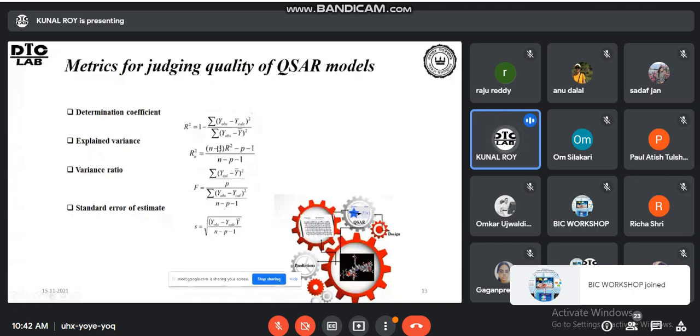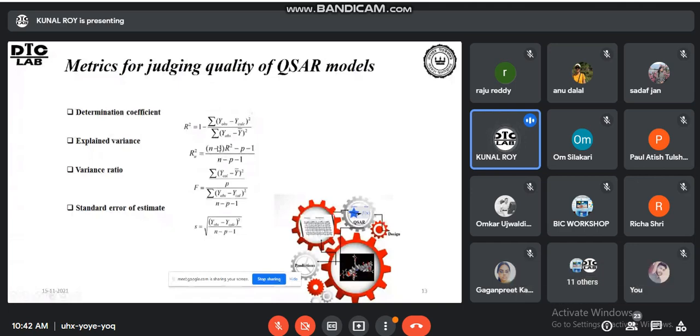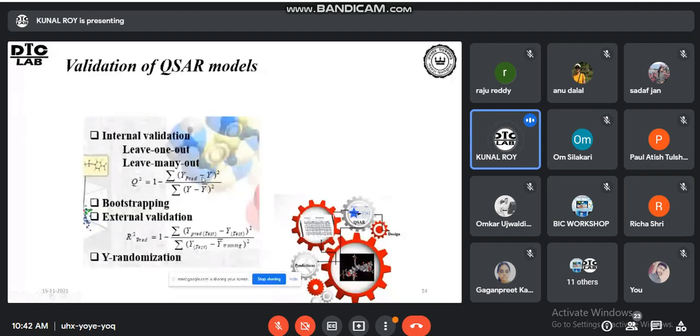In leave one out, in each cycle we remove one compound. In case of leave many out, we can remove say 5% or 10% or some percentage of compounds. In that way, we will have the predicted values for all the compounds, and then we use a similar kind of formula. The only difference is that here we are using either leave one out or leave many out predicted values, and this metric, Q square or cross-validated R square, should be higher than 0.6.